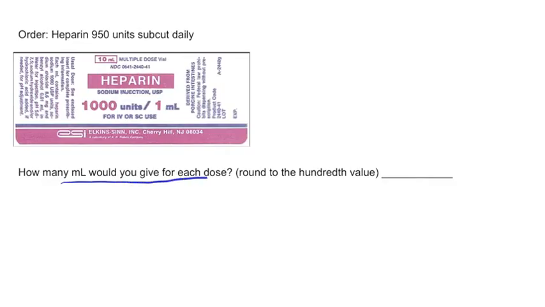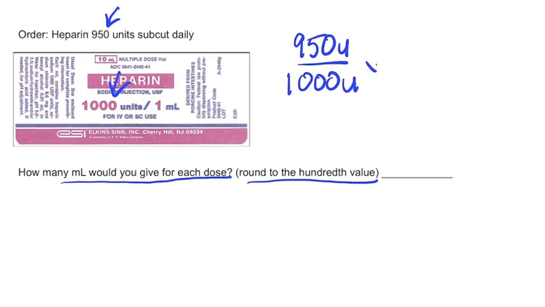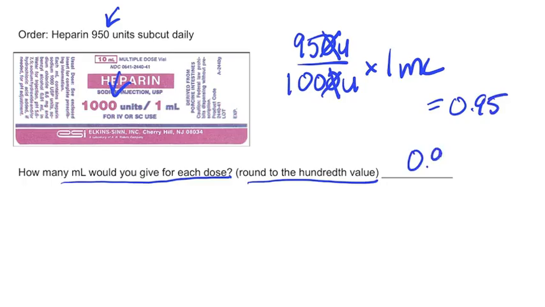How many milliliters will we give per dose? Round to the 100th value. Again, I have my doctor's order of 950 units. And what do I have? I have 1,000 units times 1 milliliter. I'm going to get rid of a 0 here and a 0 there, and I'm going to do 95 divided by 100. And that equals 0.95. And that's my final answer.